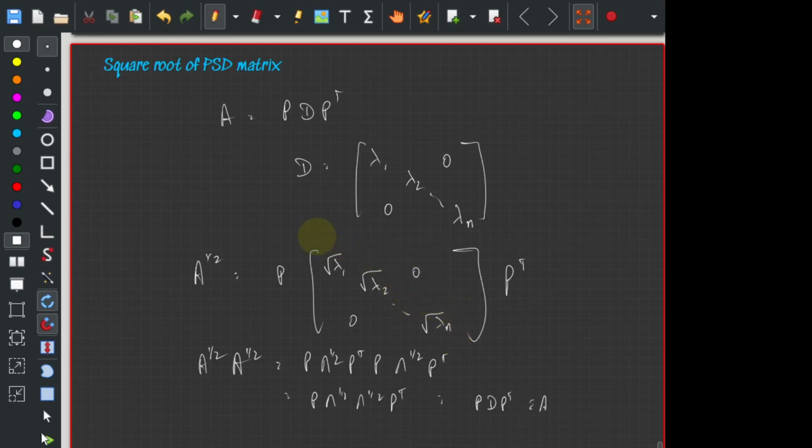But again, I could have potentially defined the square root in a different way. There's no unique square root, mind you, because I could have taken, say, root lambda 1, minus root lambda 2, minus root lambda 3 and so on. That's also a valid square root. Do you agree? But I'm choosing the square root in this specific fashion so that I get a nice positive semi-definite square root. Typically, when you say the square root of a matrix, it is this matrix that we're referring to. Any questions?